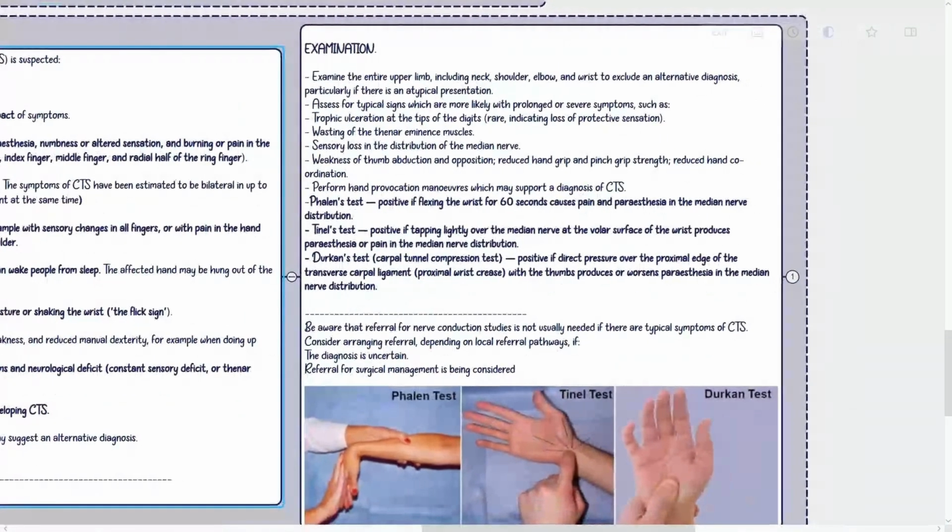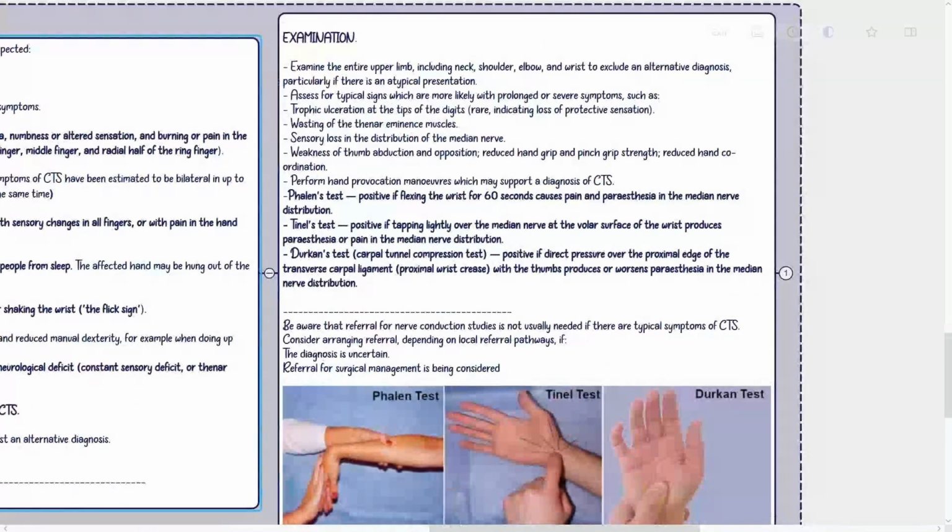Examine the entire upper limb, including neck, shoulder, elbow, and wrist to exclude an alternative diagnosis, particularly if there is an atypical presentation. Assess for typical signs which are more likely with prolonged or severe symptoms, such as trophic ulceration at the tips of the digits, rare, indicating loss of protective sensation; wasting of the thenar eminence muscles; sensory loss in the distribution of the median nerve; weakness of thumb abduction and opposition; reduced hand grip and pinch grip strength, reduced hand coordination.